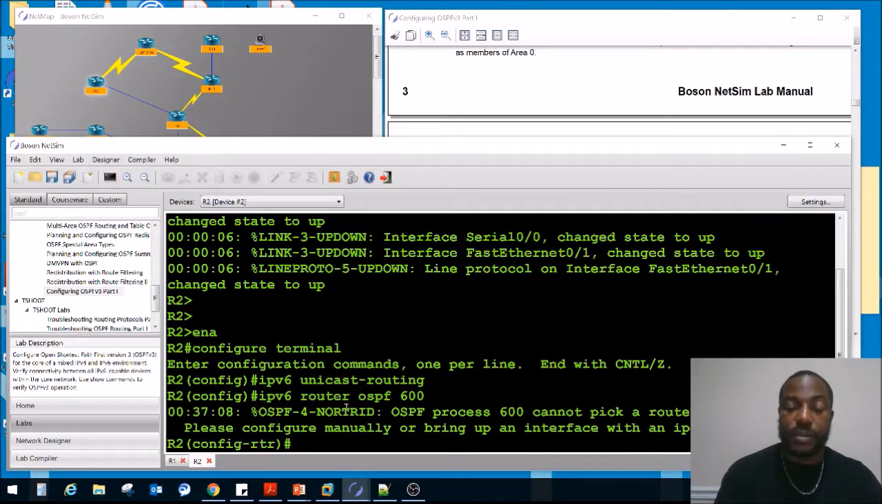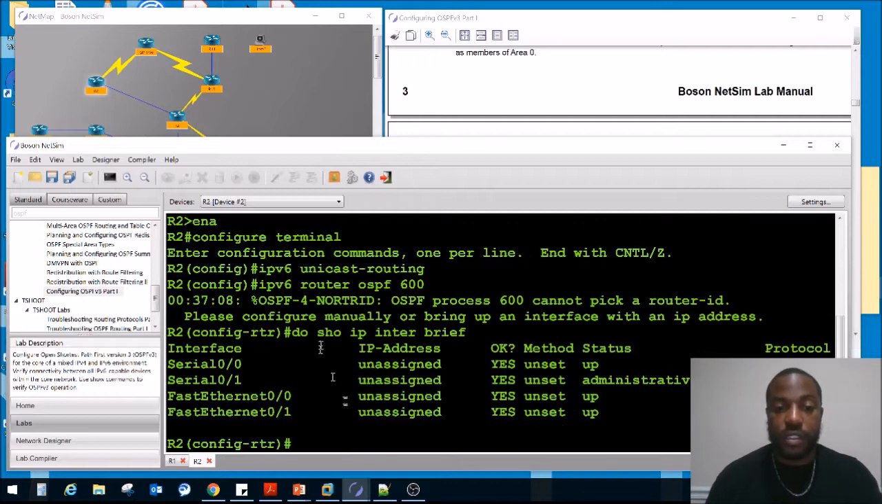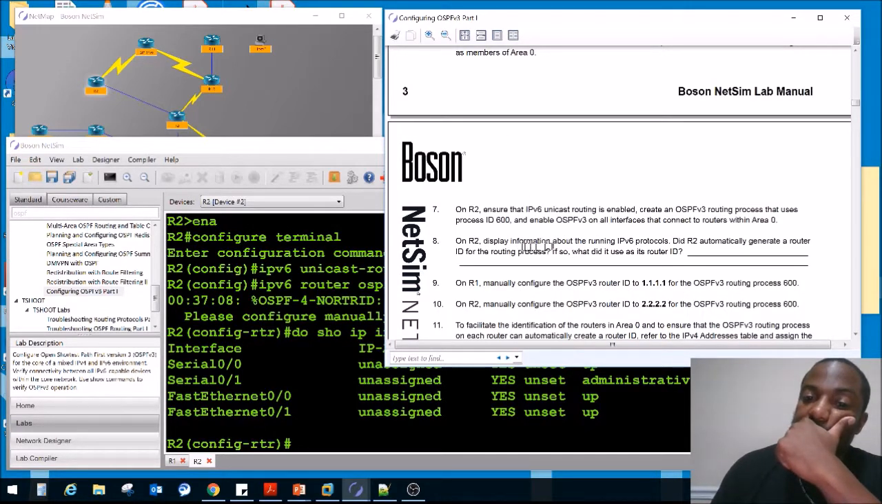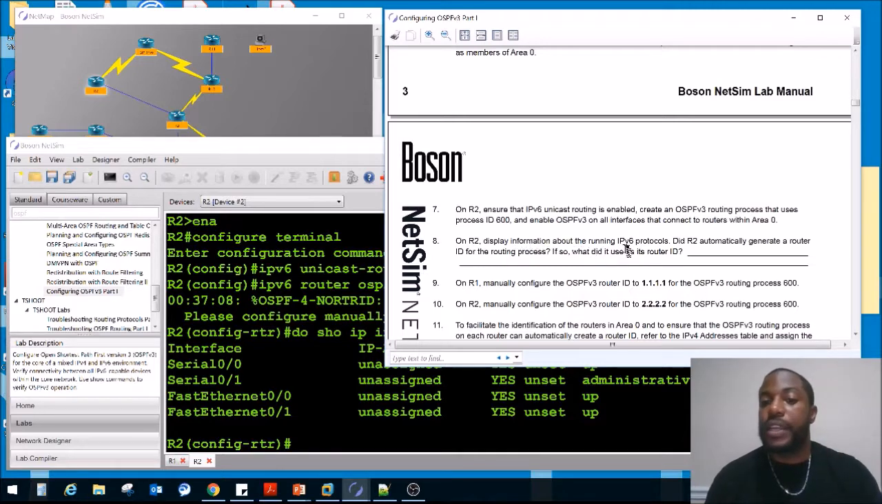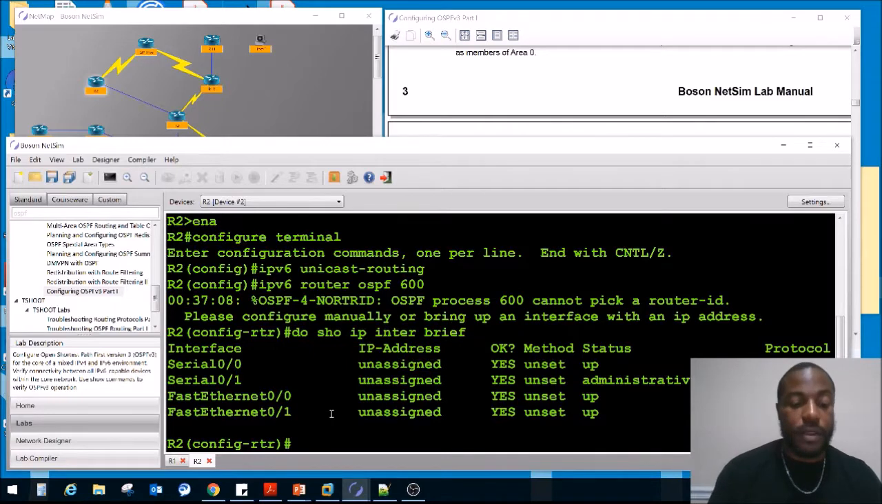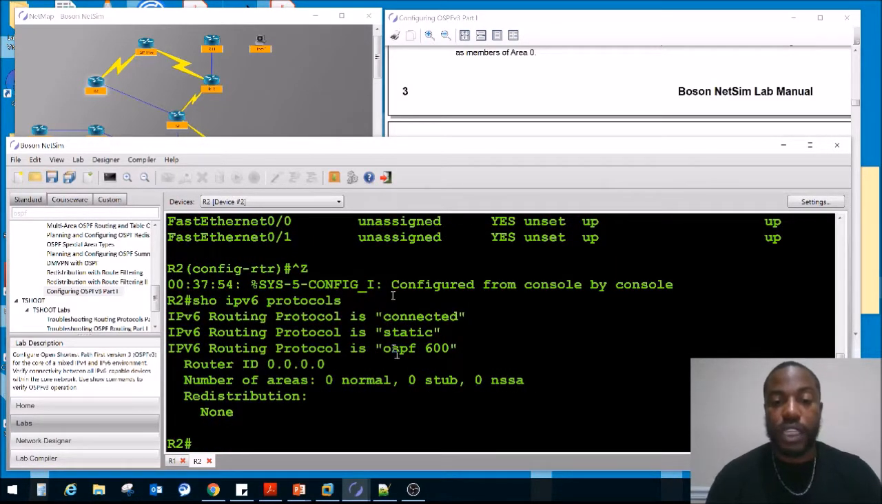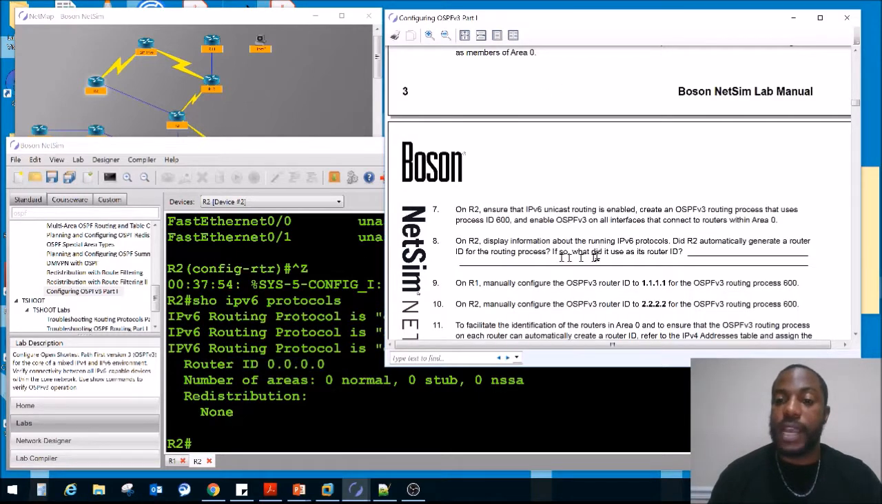Let's see what interfaces we got here. Do show IP interface brief. There is no IPv6 or IPv4 address here. So on router 1, display information about the running IPv6 protocols. How do we do that? Show IPv6 protocols. So as you can see here, router ID is quad 0. That's the problem here. That's why we got that error.